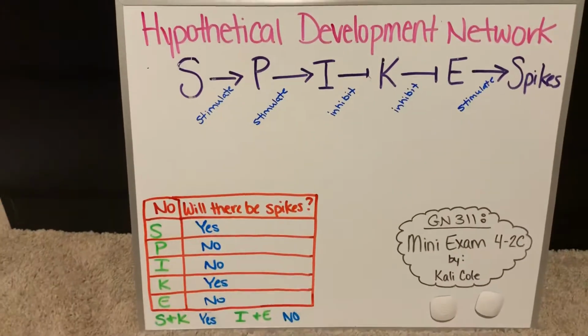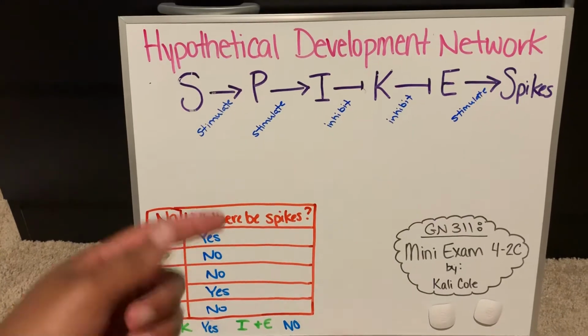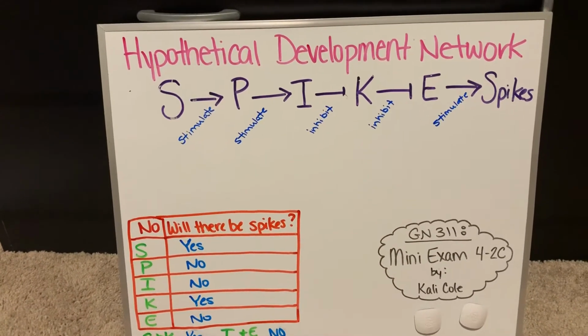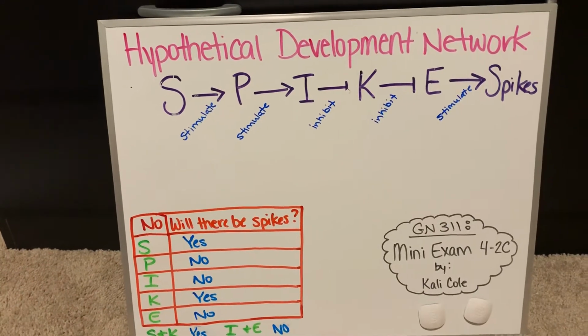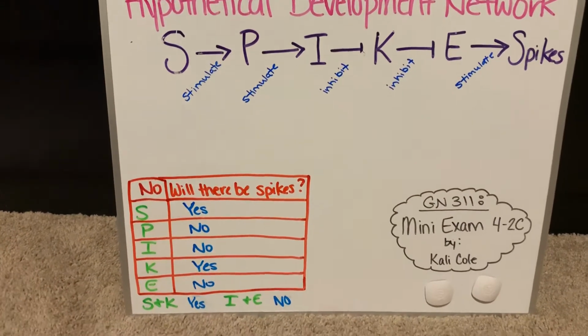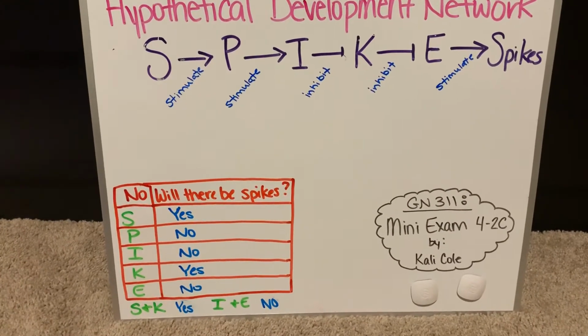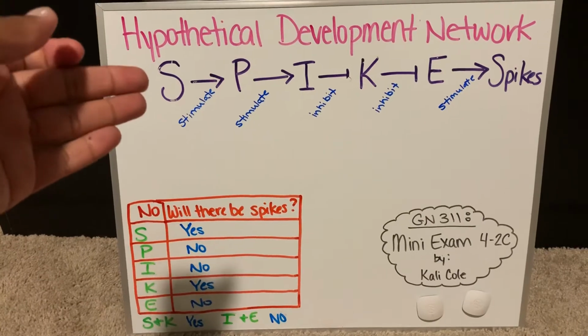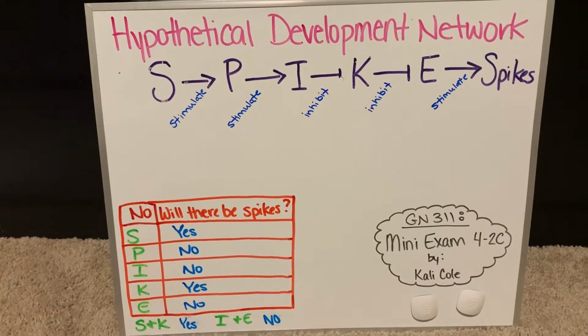I drew those in because I like to visualize what these arrows and T-bars actually represent. Arrows represent stimulators, and then the T-bars represent inhibitors. So the question was asking for what would happen if you remove certain aspects of the pathway. So we'll start with E.